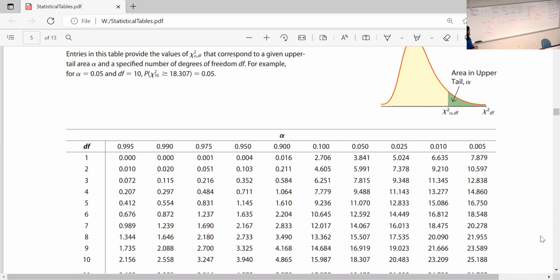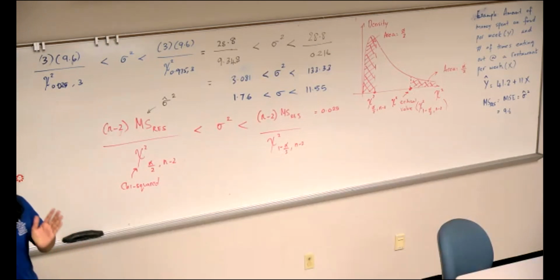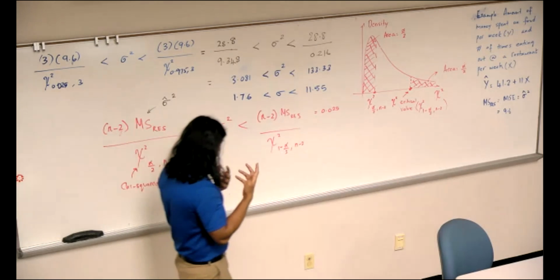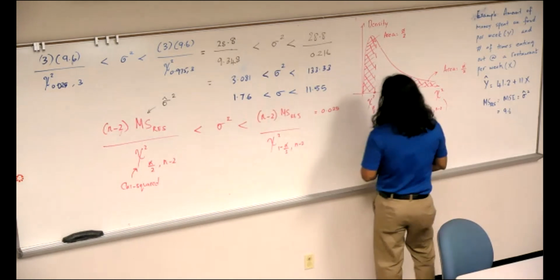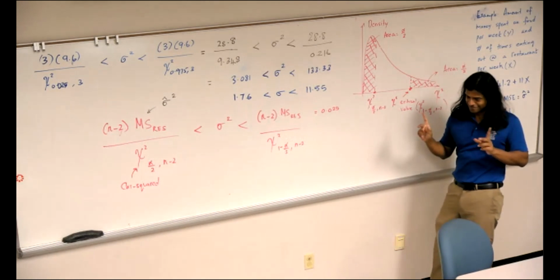Lower bound is 1.755. I'll put it as 1.76. Upper bound is 11.55. So I mentioned the interpretation of the table is critical.